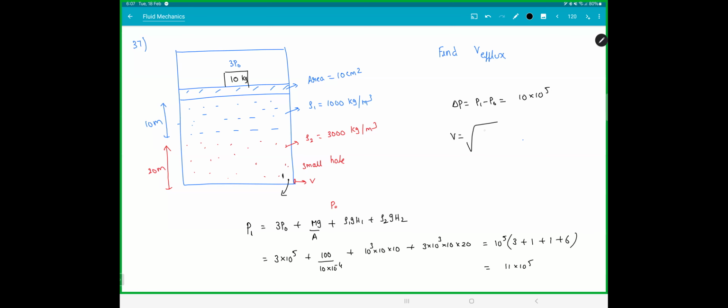Velocity of efflux will be root over 2 delta P by rho, which is 2 into 10 power 6 by 3 into 10 power 3. That would be 10 root 20 by 3. You can further simplify it. You can take out the 2 also common there. You'll get 20 root over 5 by 3.